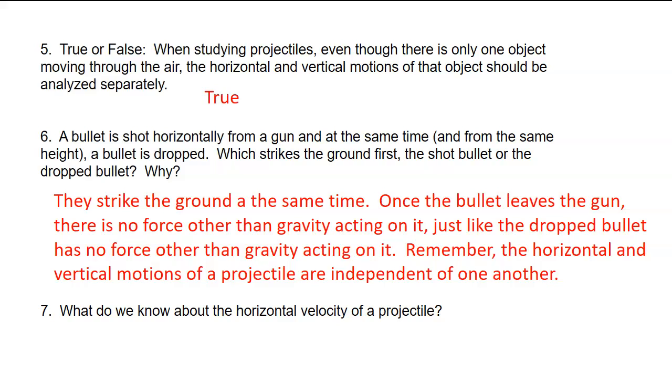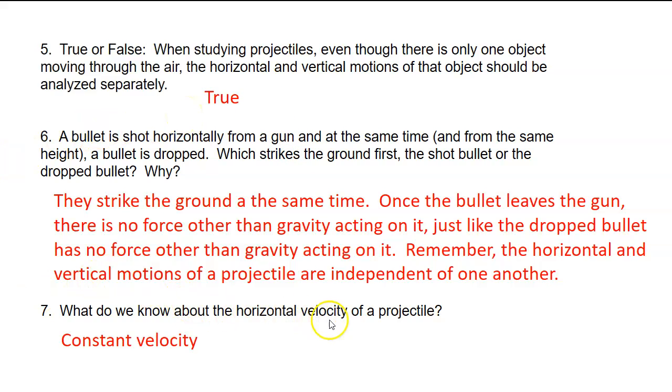So you've got to remember here that the horizontal and the vertical motions of a projectile are independent of one another. What I mean by that is, even though the bullet is moving horizontally through the air, what's happening vertically is not related to what's happening horizontally. What's happening vertically is this bullet is simply falling to the ground. As it falls to the ground, of course, it moves horizontally, but those two motions are independent of one another.